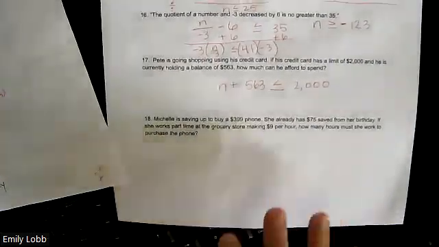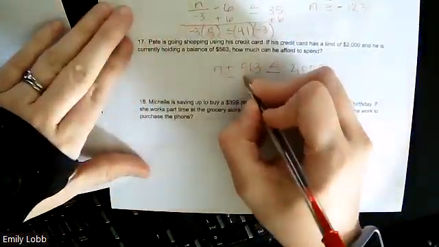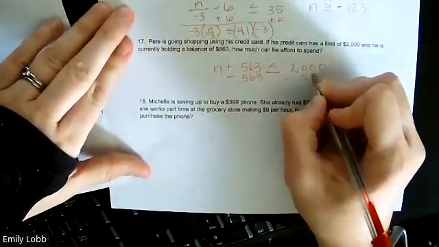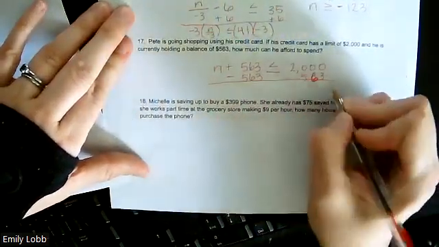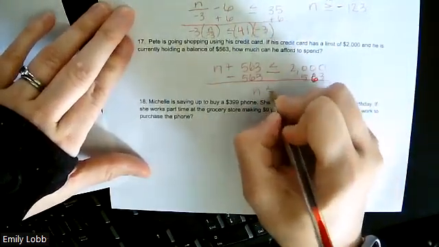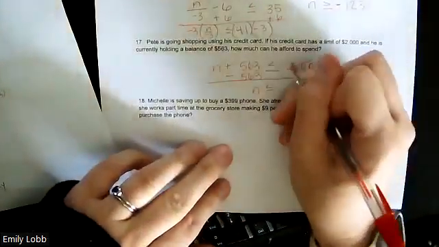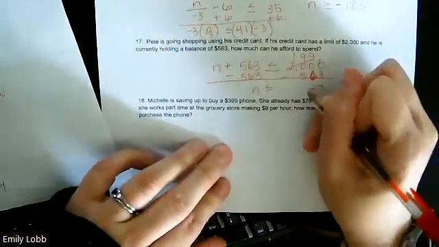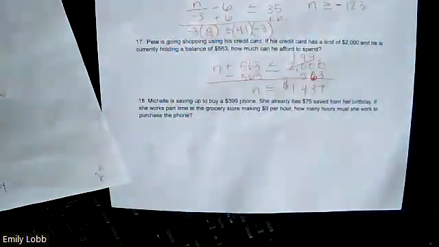So here we would have just a one-step equation. So if I subtracted 563, it makes sense that he has less than that 2,000 available now, right? So he can spend up to or equal to $1,437 or less.